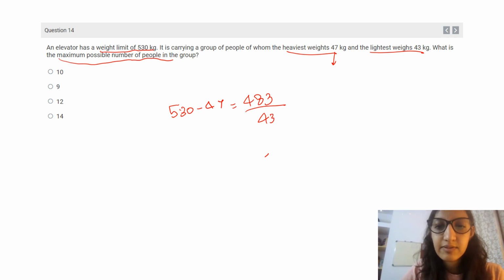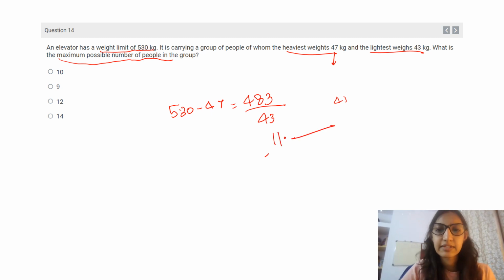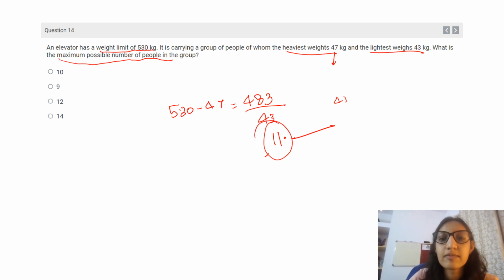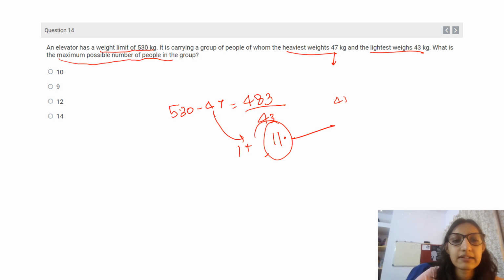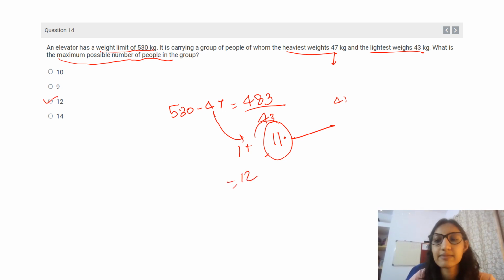So when you divide it, 430, yeah, this will be 11 point something. Okay, so the maximum number of people who can be accommodated, that will be an integer, will be 11 people of 43 kgs and one person of 47. Okay, so that is 12. This was a very simple question.